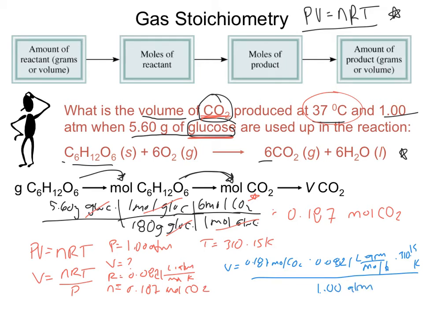Okay, so plug all of that into your calculator, and what you're going to get is 4.76 liters. Moles of CO2 cancel, ATM and ATM cancel, Kelvin and Kelvin cancel, so what's left over is your liters.